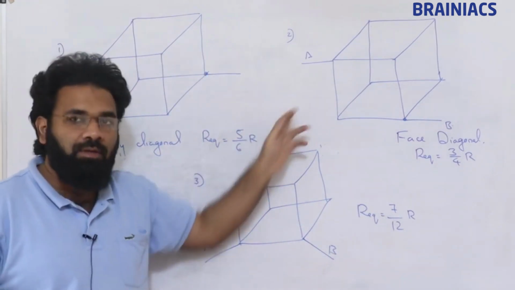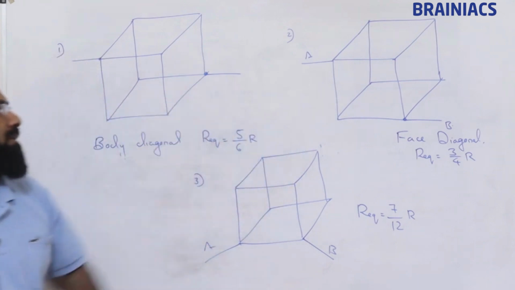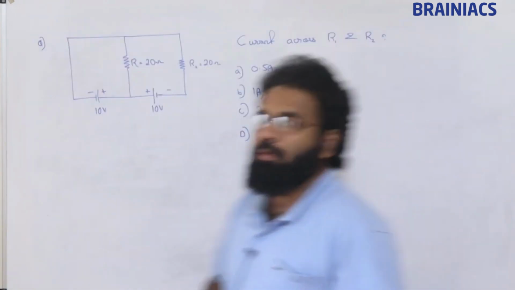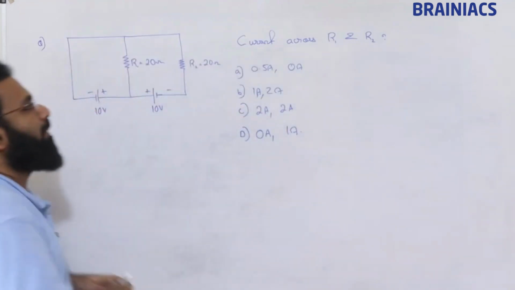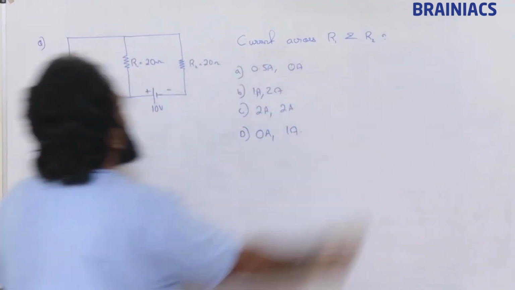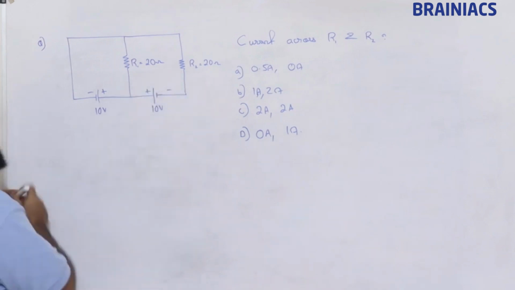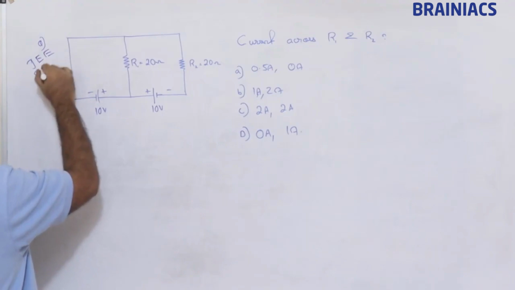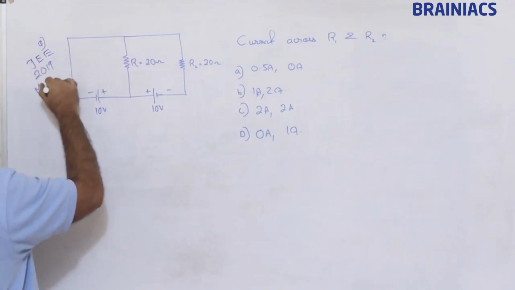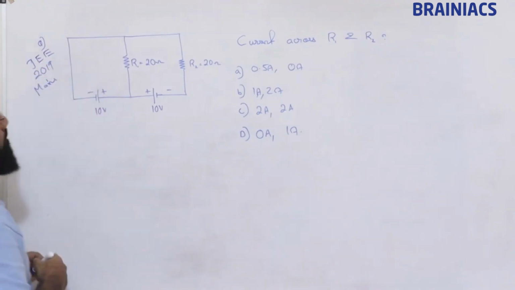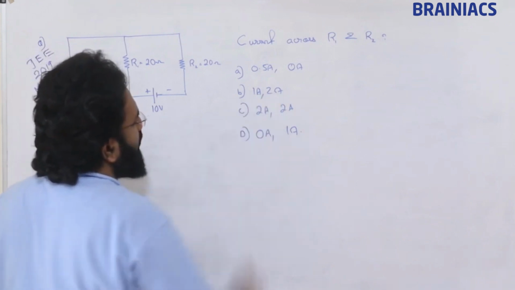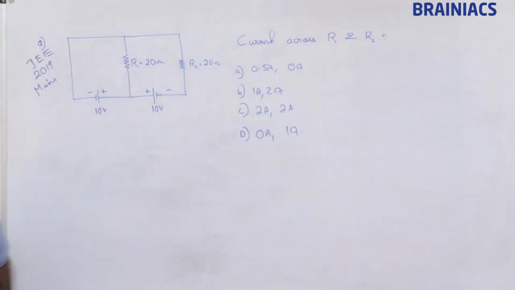These two are worked out in HC Verma. This one is the exercise question. Note it down. Take down this question. We need to find the current across R1 and R2. This is a JEE Main 2019 question. Now how to find this answer? Pause the screen and do it yourself.